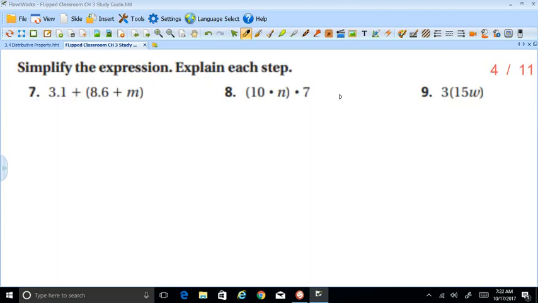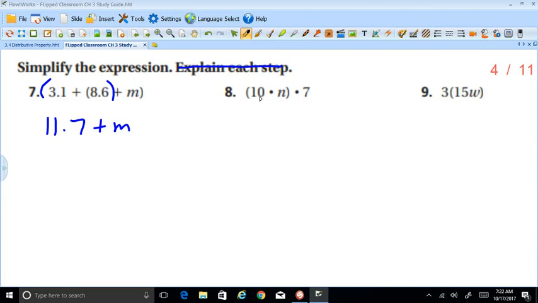Number 7, 8, and 9, it asks us to simplify the expression, explain each step. Let's go ahead and just simplify it. 3.1 plus, in parentheses, 8.6 plus m. Well, I could regroup my parentheses using the associative property of addition and simply add those up, and we get 11.7 plus m. Final answer.